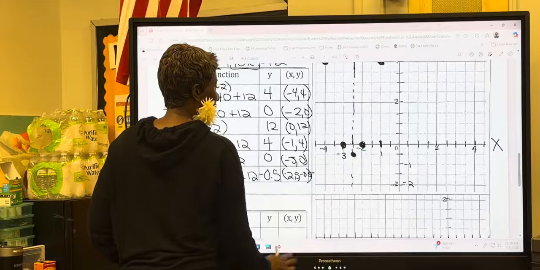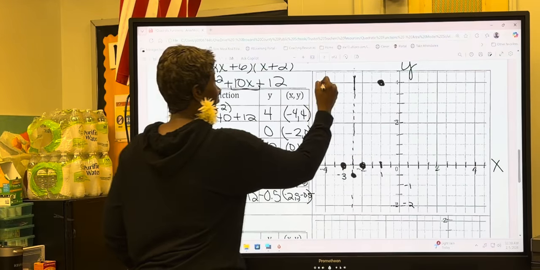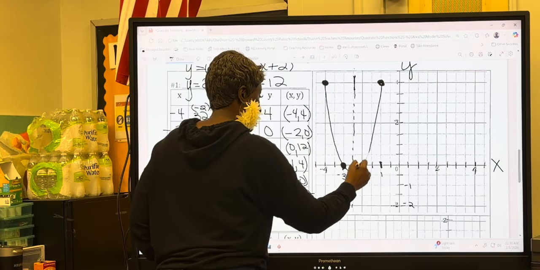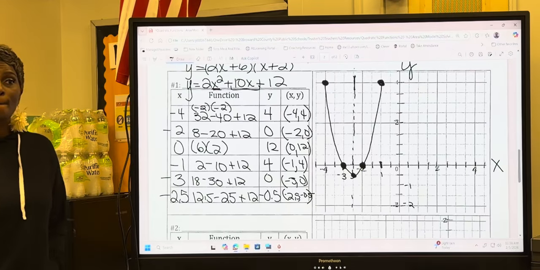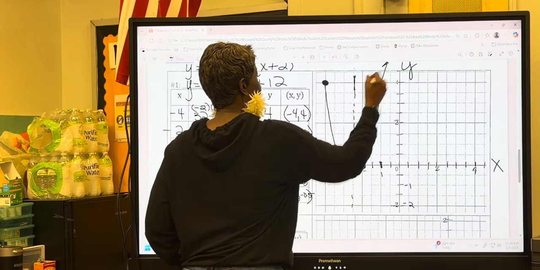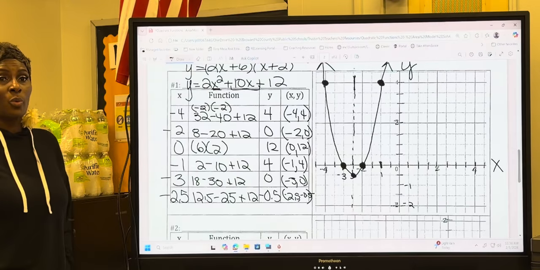And now, don't we have our parabola? Yeah. We got enough points. So now I could just curve this thing on out. And there's our parabola. And unless they tell us otherwise, that's what happens. We just graphed this.